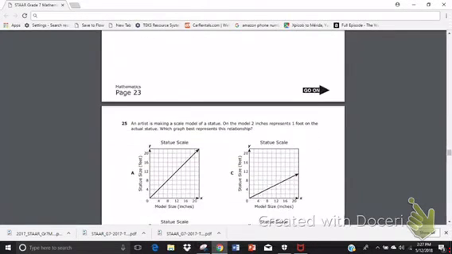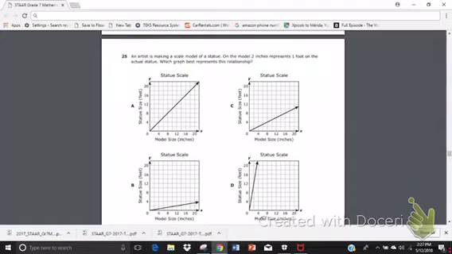Number 25. An artist is making a scale model of a statue. On the model, 2 inches represents 1 foot on the actual statue. Which graph best represents this relationship? And that's the other information that they gave us here, guys.